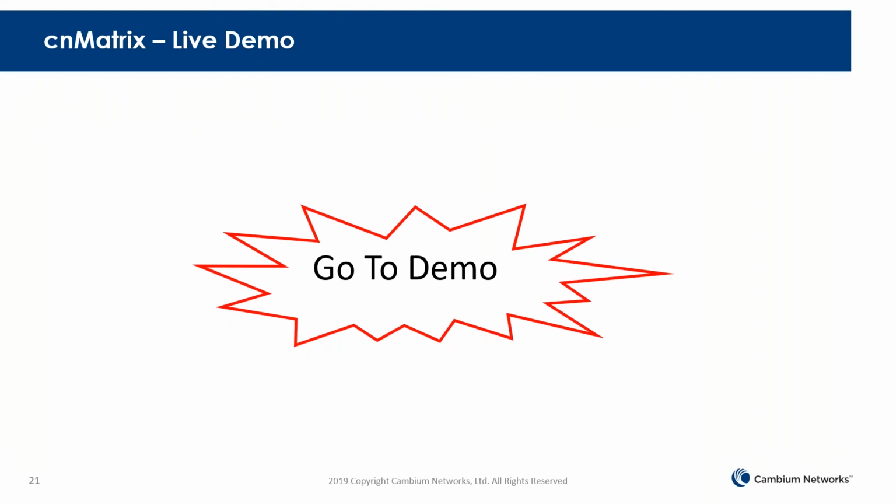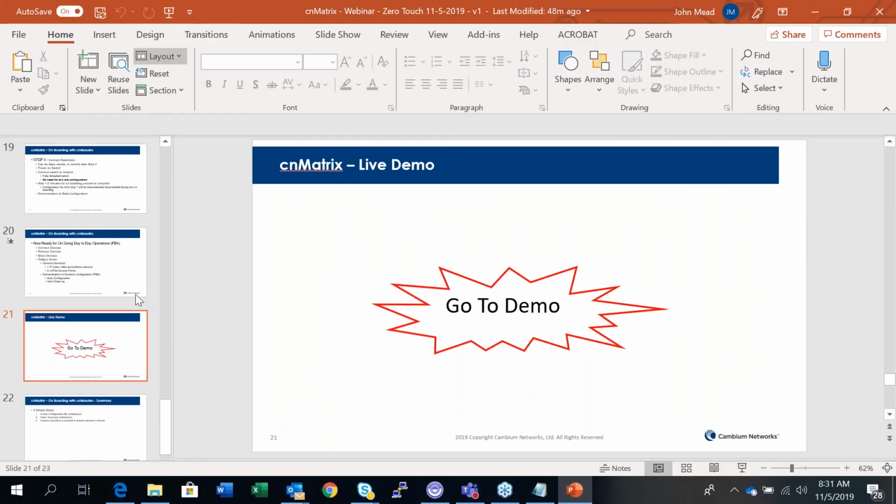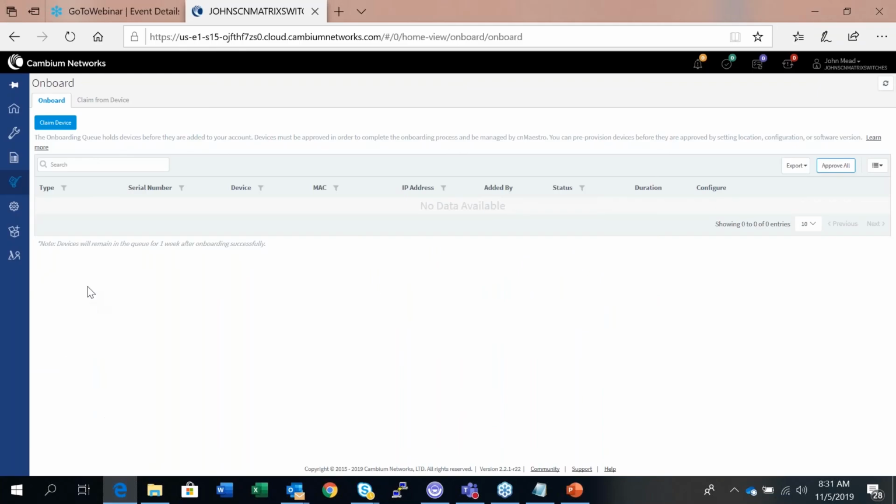Okay, it's time to go to our demo. Let's see if this is going to work for us. Okay, so I am now at my cnMaestro account, and I am at the onboarding page. Now, in the left-hand corner, there's an option called Claim Device.